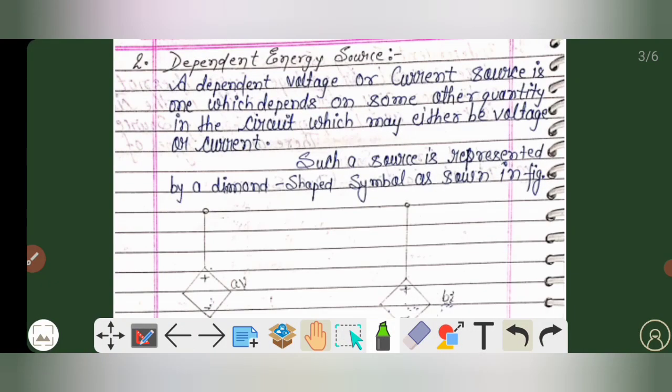Now, my dear friends, this point is very important from the objective point of view. A question will be asked: how will we represent a dependent source? Then the answer will be: a diamond-shaped symbol.